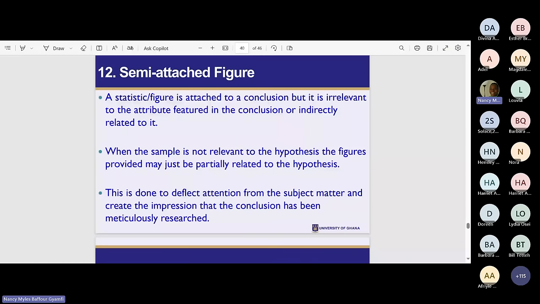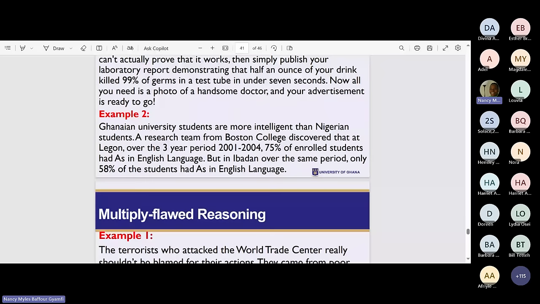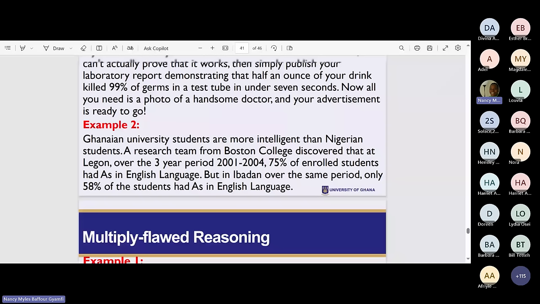My lady, you read well, so read the last example. So another example of semi-attached figure. I'll elaborate on that a bit and then we go home.